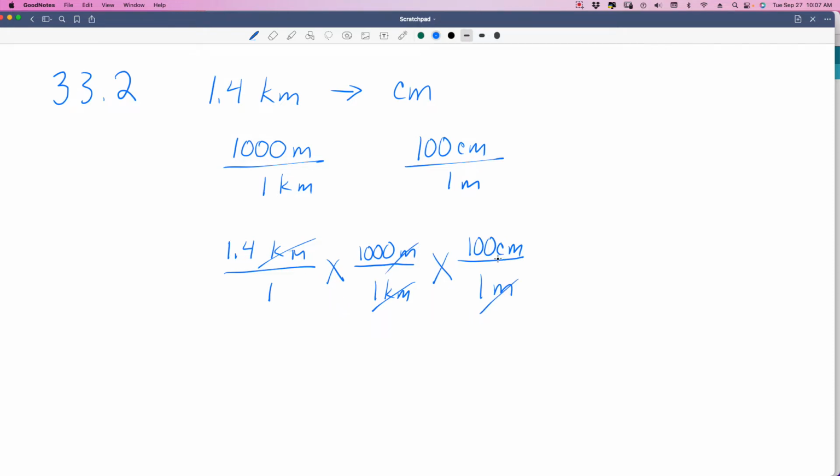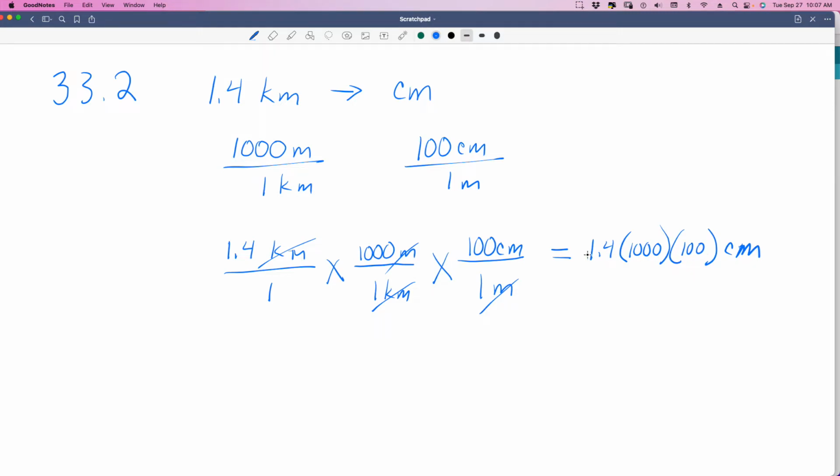So now we can do the calculation. We have ones across the bottom, which means that this is just a whole number. It's no longer a fraction. There is no division that has to take place. So we can put 1.4 times 1,000 times 100, and that's in centimeters. Now, as I said before on 33.1, this is one of those problems that you can do in your head.